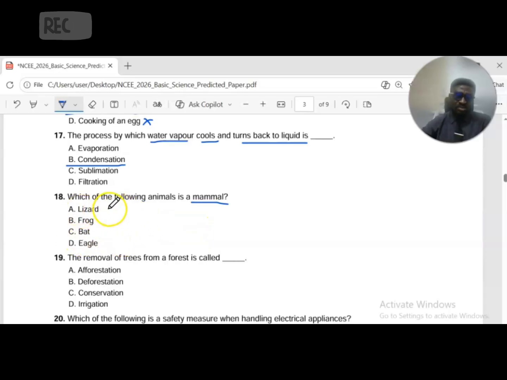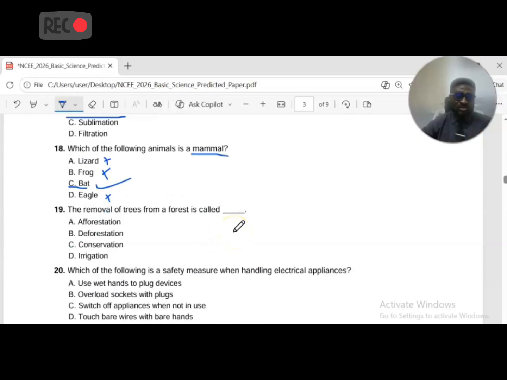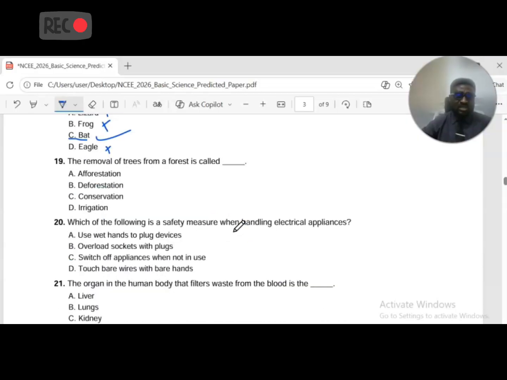Is it lizard? Lizard is not a mammal, it's a reptile, it lays eggs. Frog is an amphibian? No. Bat is a mammal. Eagle is under the class aves or birds. So the correct answer is option C, bat, because bat is not a bird. It is a mammal because it gives birth to its young ones alive like every other mammal. It doesn't lay eggs and it's warm-blooded in nature, unlike other animals that are cold-blooded. So that's why we went for bat. Is that clear?